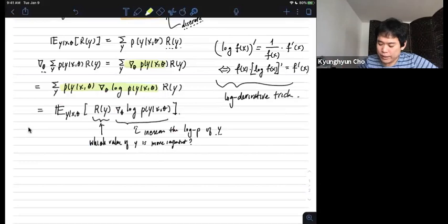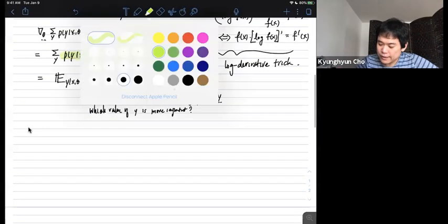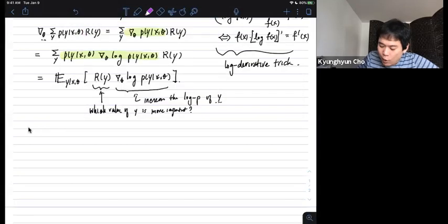Why is it problematic? Because in order to compute this exactly, we need to try all possible values of y, and then we need to get the reward from all possible values of those y's as well. Now, why is that a problem? In classification, it's not a problem at all. In fact, in classification, you end up exactly with what you want.